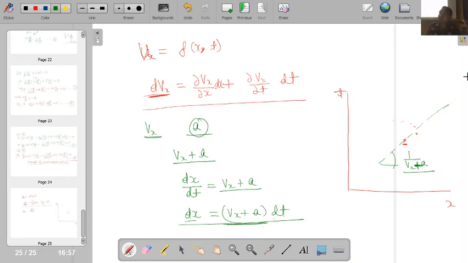Is this point clear? Are you able to make sense of what I am saying? I have drawn a special direction here such that dx by dt is vx plus a. That is why the slope of this line is 1 divided by vx plus a. So, this direction, having slope 1 by vx plus a on an xt plot, represents the direction along which our disturbance is actually traveling.